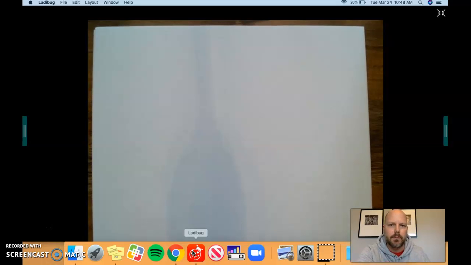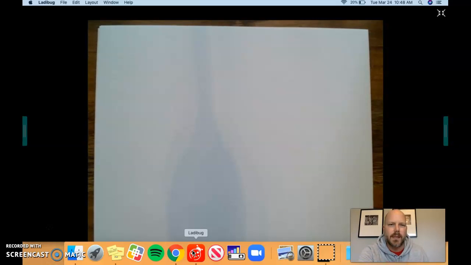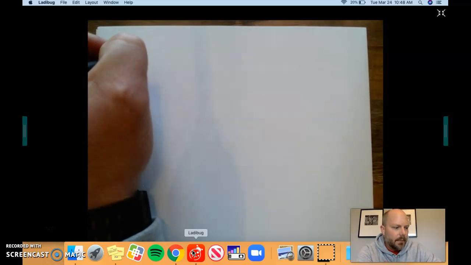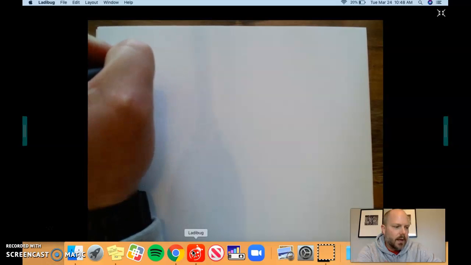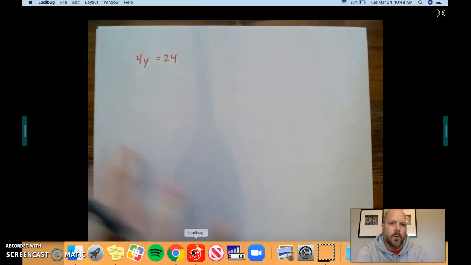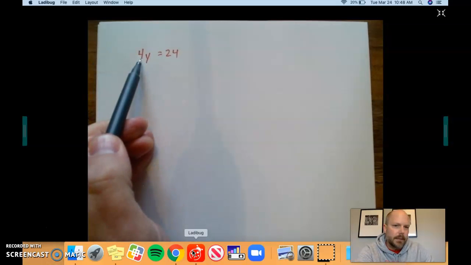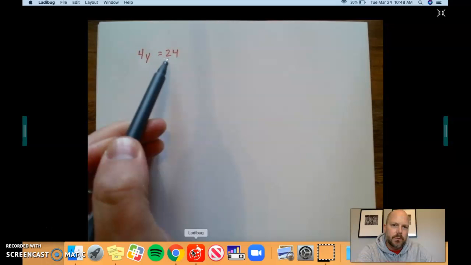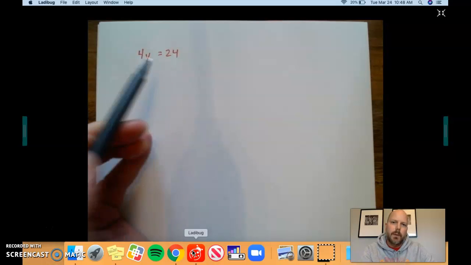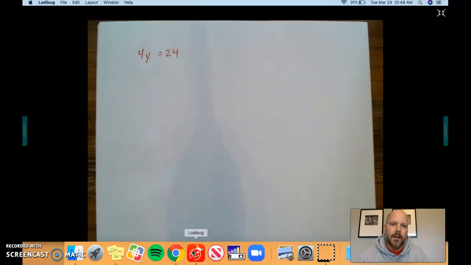So the first type of problem you're going to see is one-step multiplication equations. And here's an example. It might be 4 times y equals 24. So what this is asking you is, what number times 4 will get you 24? Well, if you remember in algebra, the way to get rid of a number is to do the opposite operation. So let's go through our steps again.